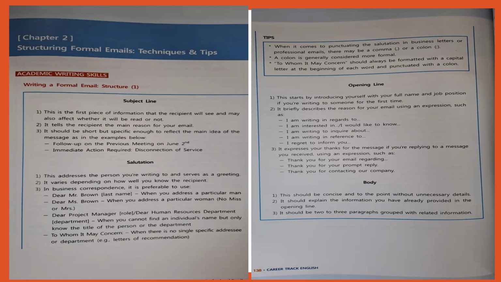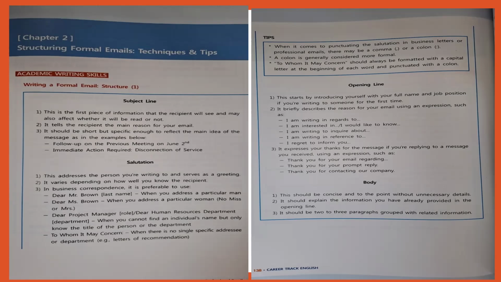And the body, this should be concise and to the point, without unnecessary details. Concise, that word means you're not wasting words and you're not saying things which are not needed. Concise, you're just getting to the point. Number 2, it should explain the information you have already provided in the opening line. Number 3, it should be 2 or 3 paragraphs grouped with related information.